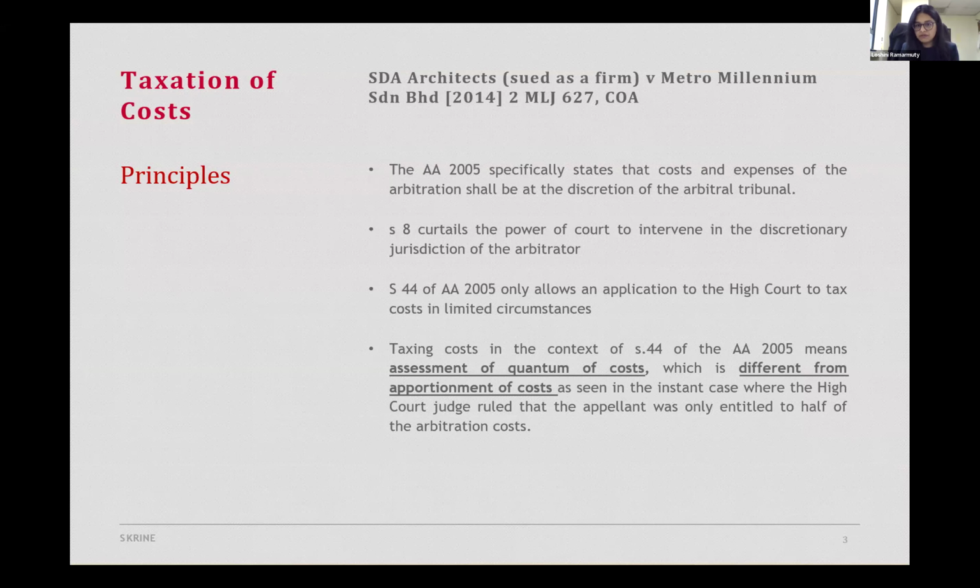It is actually different from apportionment of costs, as was done by the learned High Court judge in the instant case, where the judge agreed with the respondent and halved the cost that was awarded by the tribunal. So now let's look at the interplay.